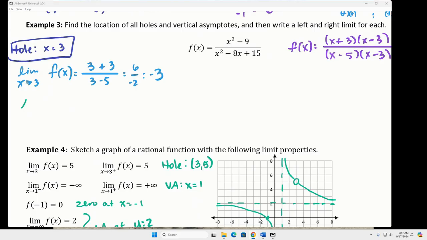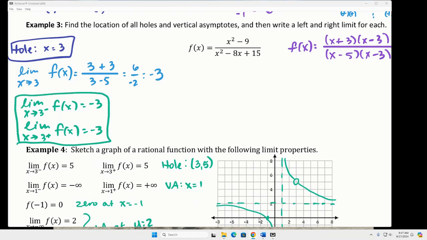So I'm not really sure why our standards want you to do the left and right hand limit for a hole, but it does. So I'm going to do it. But the left and right should be the same on a hole. They should go to the same place, which in this case is going to be -3. I'm sure there's a good reason why they want you to do the left and right hand limit, but I prefer just doing that. Whatever, it's fine.